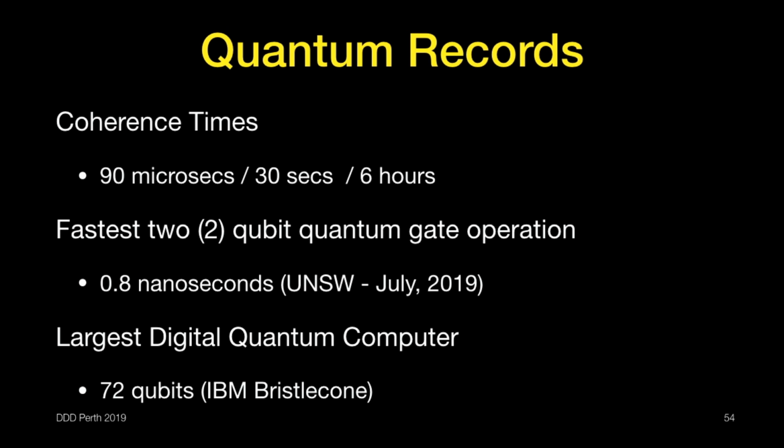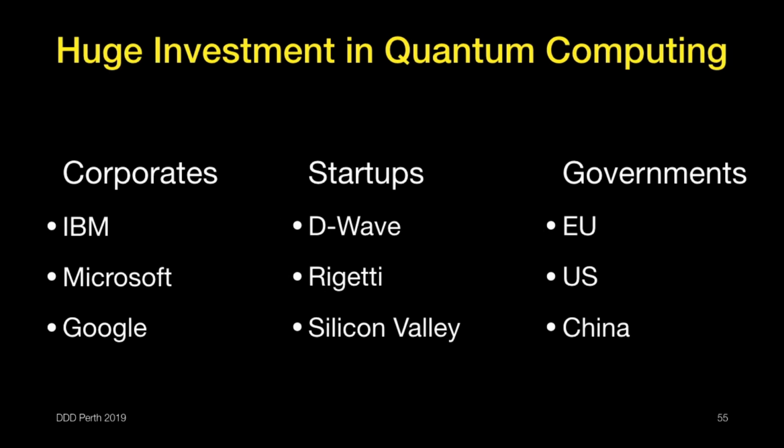And every year we get more and more. So it's basically growing every year. That's quantum records. There's a huge investment in quantum computing. I'll explain a bit why a bit later on, but companies like IBM, Microsoft, and Google have large research labs investing millions and millions of dollars to build quantum computers and to understand quantum computing.